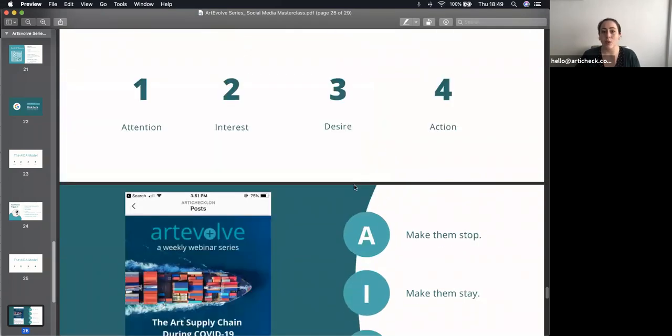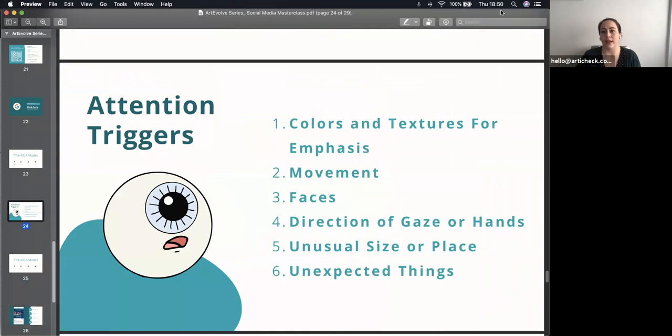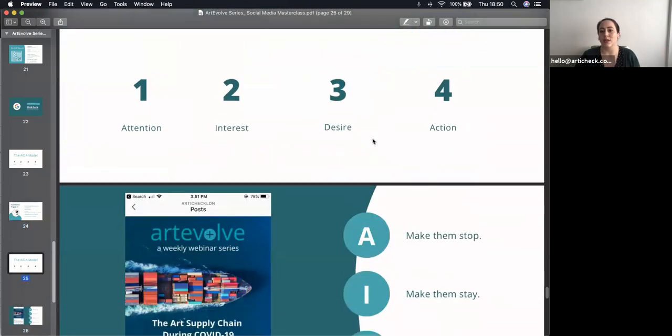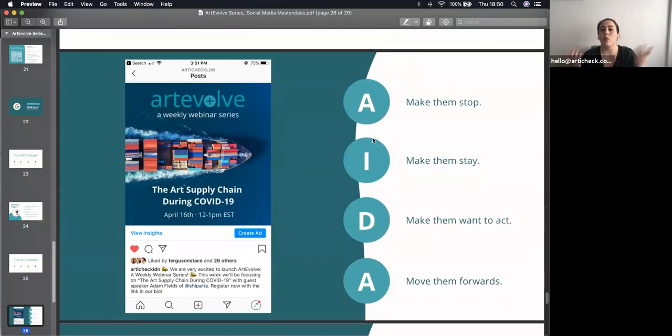Well, in this case, which attention trigger do you think I have going here? We have color, movement, faces, direction, unusual size and place, or unexpected things. So what A do you think I've used here? I'd love to see what your thoughts are in the chat.